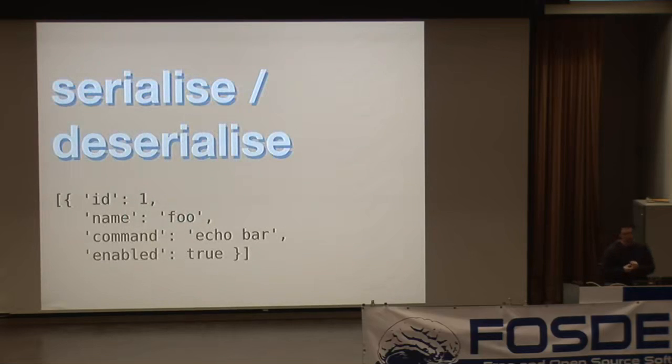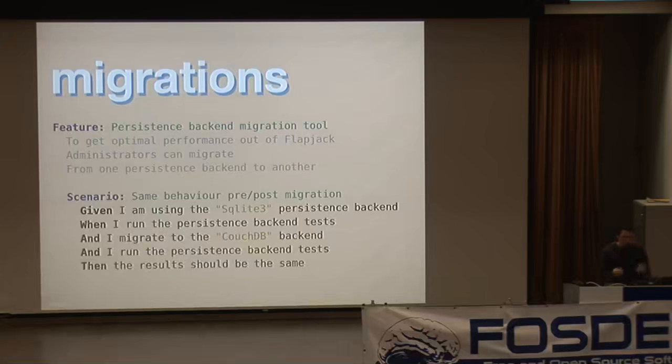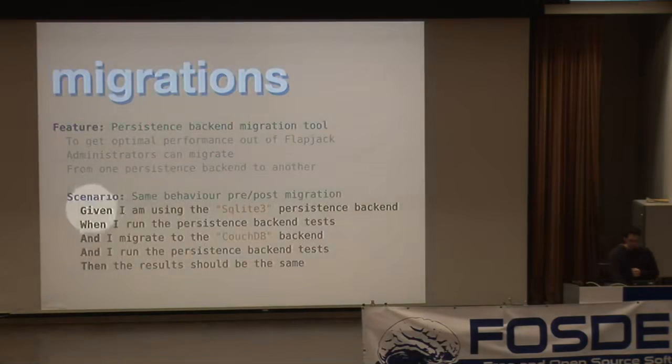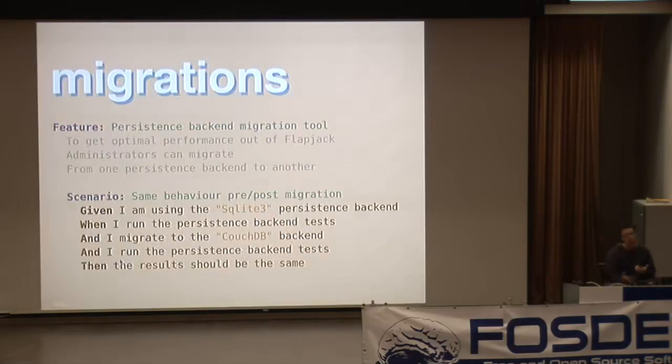The other nice thing about the persistence APIs is it represents all the information in the system just using standard Ruby objects, just hashes and arrays and that sort of thing, which lets you do a lot of nifty things like migration. So if we have, say, some testing here, you want to say, okay, I'm using the SQLite persistence backend, and then I run the standard set of persistence tests, and then I migrate to the CouchDB backend here, and then I run the same tests again, then the results should be the same.